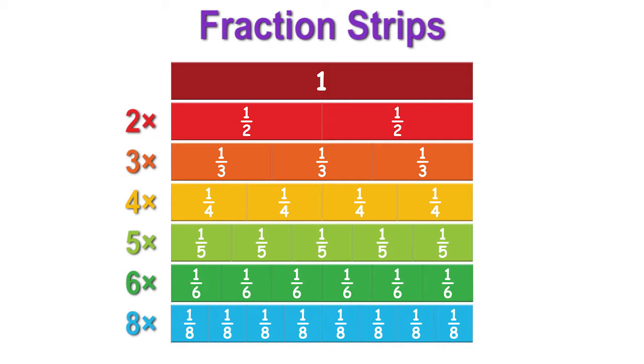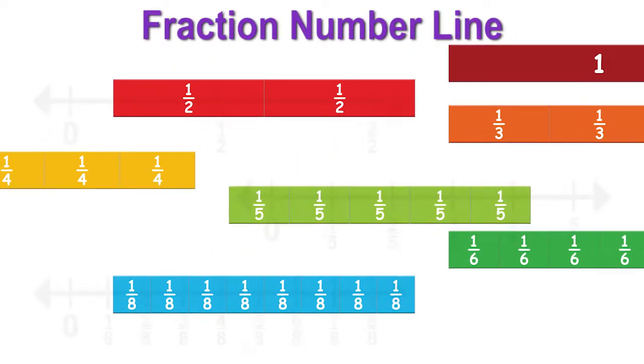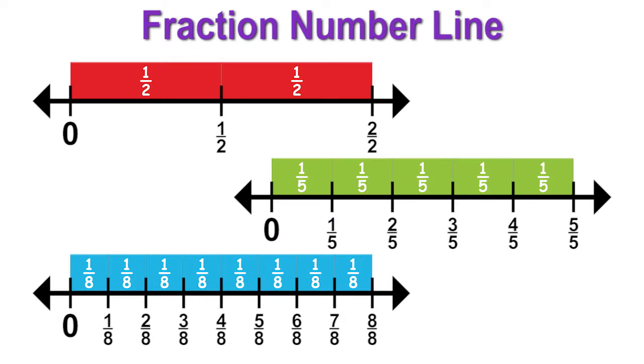In some ways, fraction strips are related to a fraction number line. The strips are divided into equal pieces just like the marks on a number line. They are each labeled differently, however. The fraction strips are labeled for the unit fraction represented, while the marks on a fraction number line are labeled to represent the distance each mark is from 0.